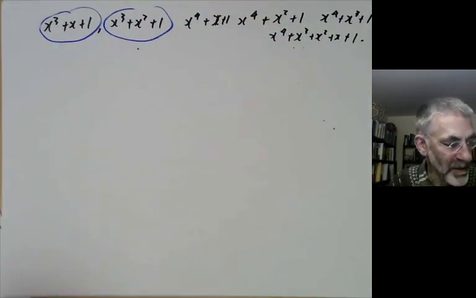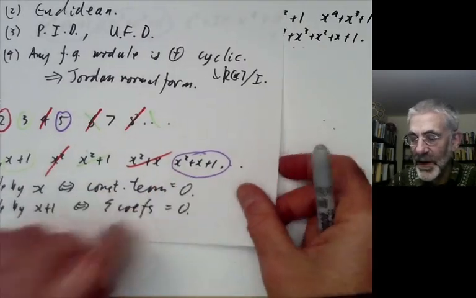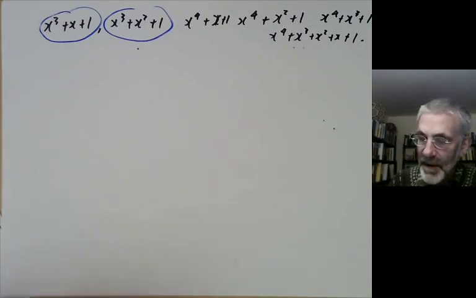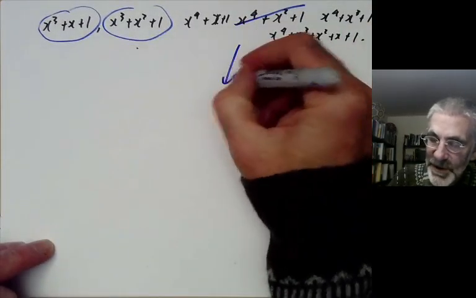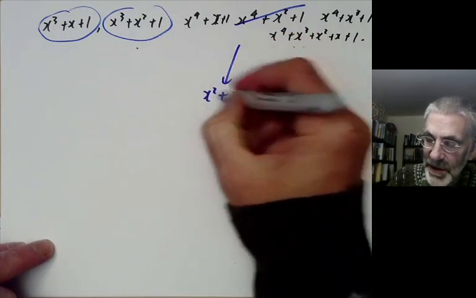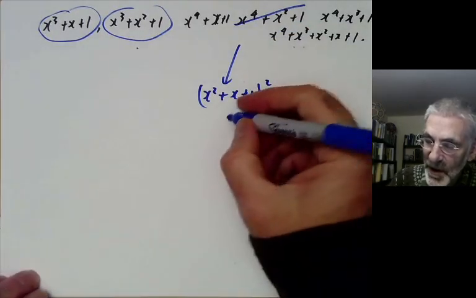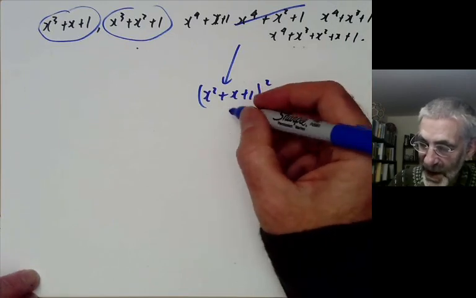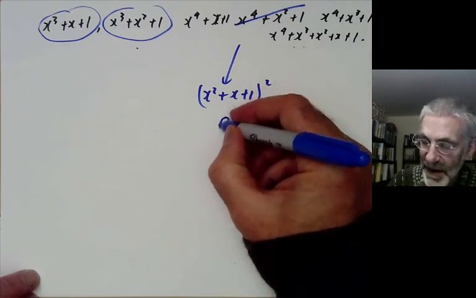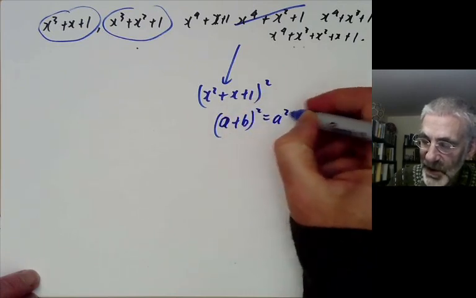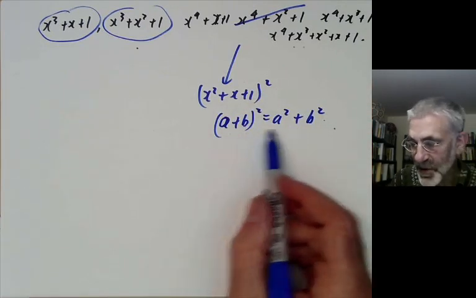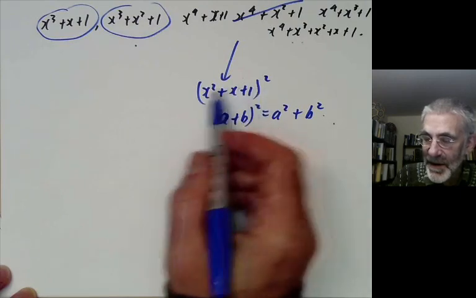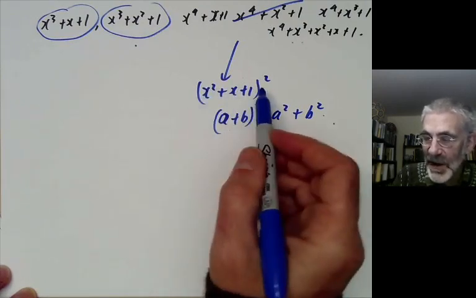Then we have to cross off all the multiples of the degree 2 polynomial, and the only multiple of the degree 2 polynomial we have of degree 4 is this one here, which is x squared plus x plus 1 squared. You can do this using the well-known, beginning calculus students always think that (a plus b) squared is equal to a squared plus b squared, which is usually not true, of course, but is true if you're working over the field with two elements. So it's very easy to square things over the field with two elements. You just square all the terms.